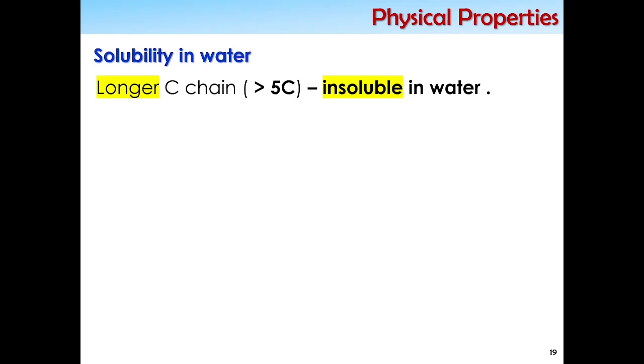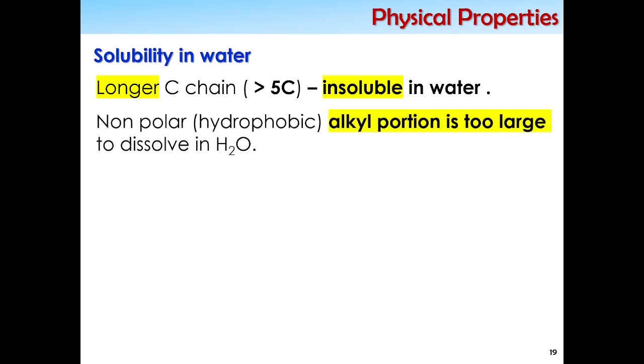But if you have a longer carbon chain, more than 5 carbons, it is insoluble in water. Why? Because if I draw, let's say I have hexanol, 1 2 3 4 5 6, and OH is here. You can see that this is what we call the alkyl portion. The alkyl portion here is hydrophobic. Hydrophobic means afraid of water or doesn't like water, and it is non-polar. Water is polar. So the alkyl portion is too large to be dissolved in H2O. It does not have that interaction. Non-polar cannot be dissolved in a polar solution. Water is polar, so it cannot form hydrogen bonds.